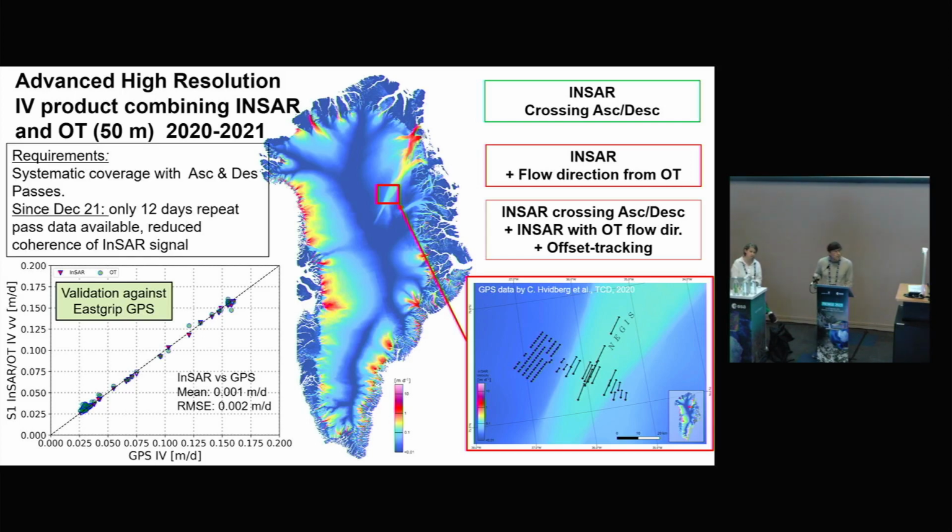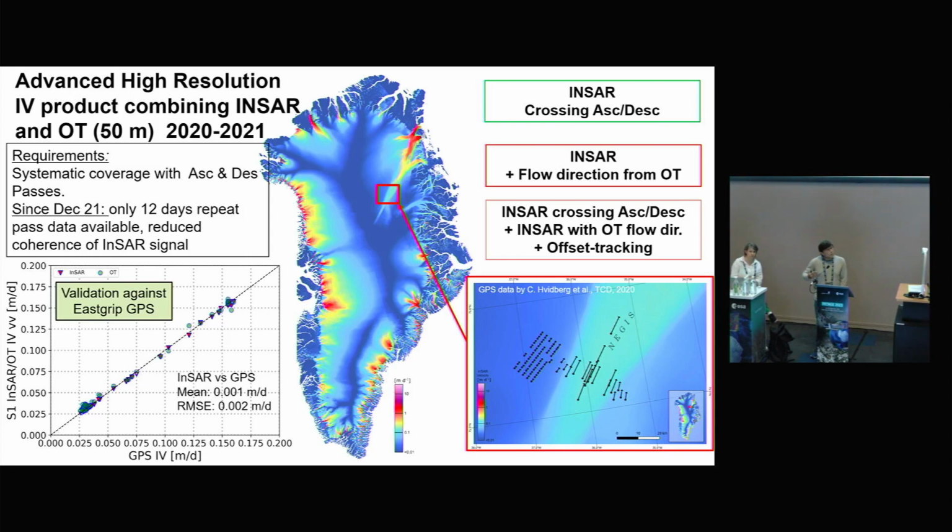Now, what are the requirements for such a product? So we need a systematic coverage for ascending and descending passes. This was done only for Greenland for this winter period 2020-21. It was also planned to improve it for the next season, 21 and 22. But unfortunately, Sentinel-1B failed, and this campaign was cancelled. And then, of course, we had only 12 days repeat pass data available, and this has a reduced coherence. And therefore, we are waiting really that Sentinel-1C is coming up very soon, in a couple of months, in order to fill this gap.